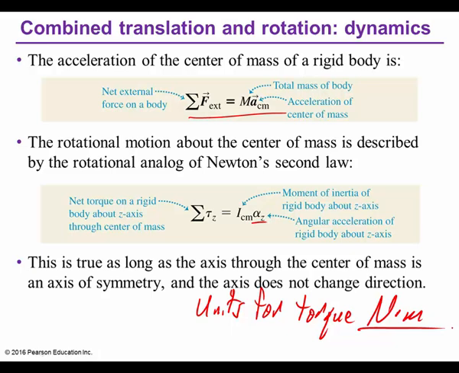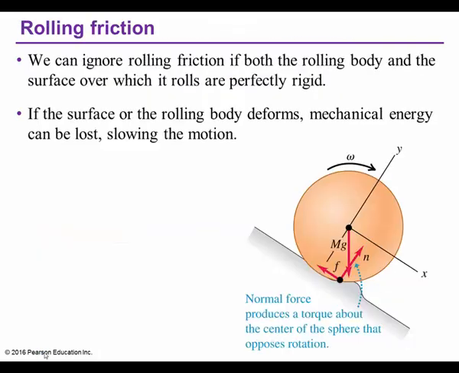Because as we get to a little bit later, you'll see that we can find work by taking the torque and multiplying it by the change in angular displacement, okay? All right, so we can find the work that way. Okay, so please make sure you understand units for torque is a Newton meter. All right.